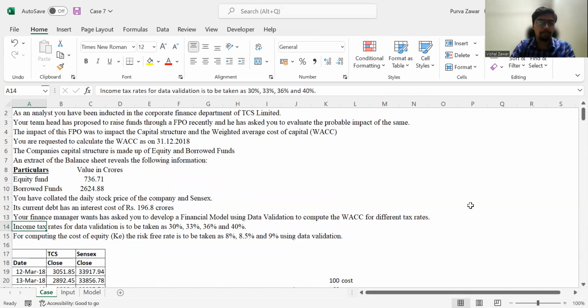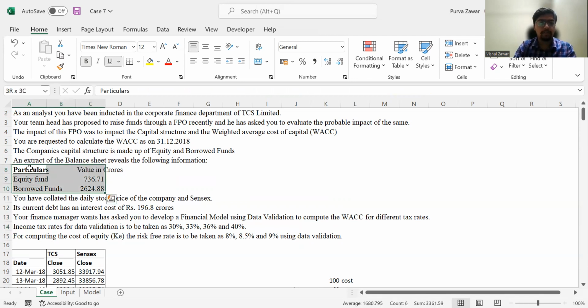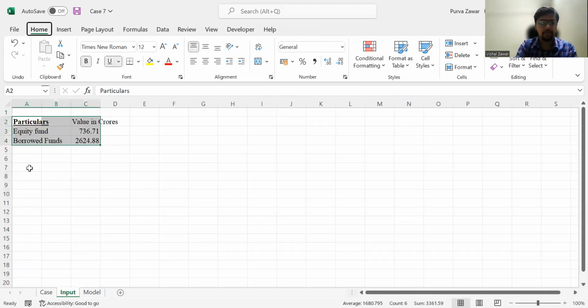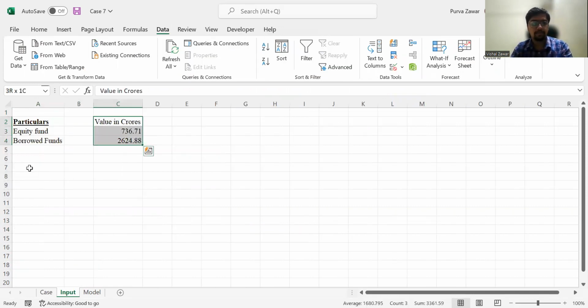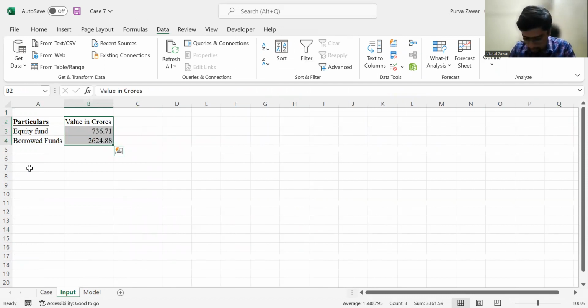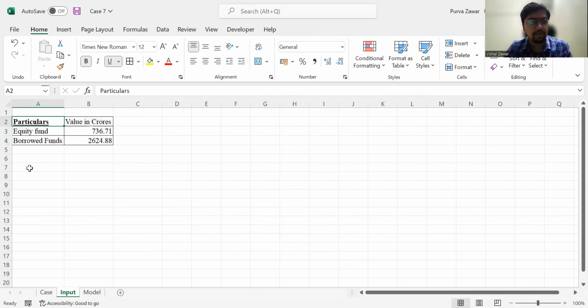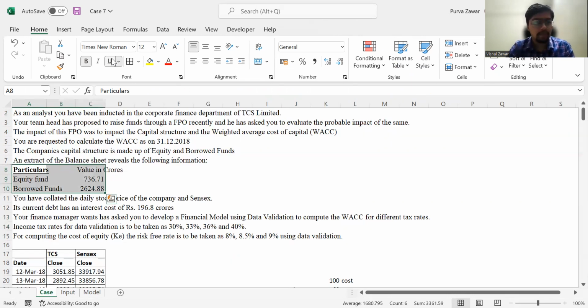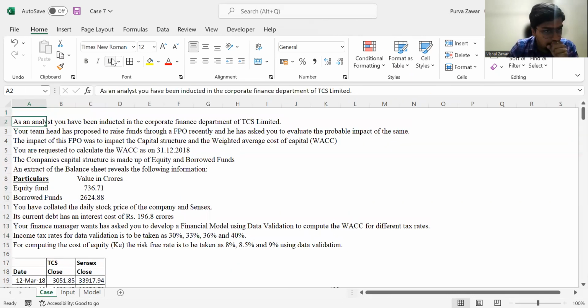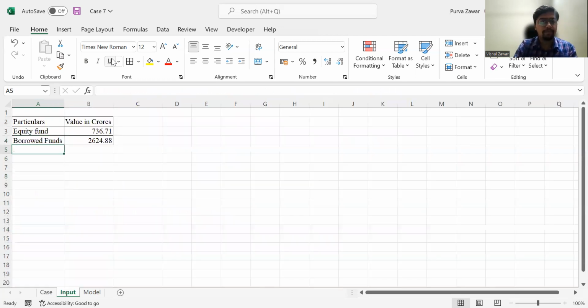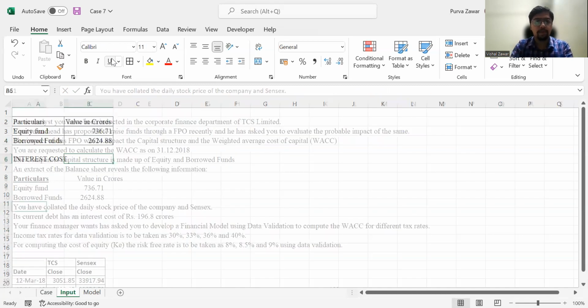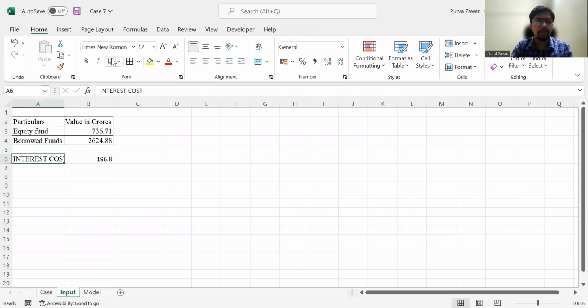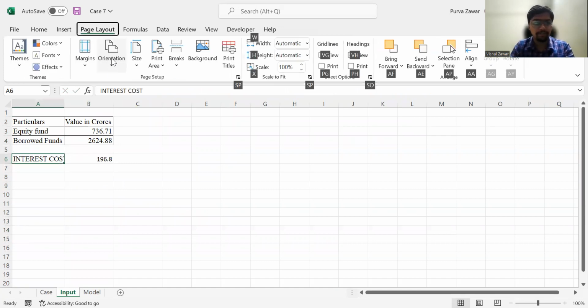In input, I'm putting whatever I know. So what I know right now is that this is the existing capital structure. Then interest cost. Interest cost is 196.8. I'm just jotting down whatever is given in the case.